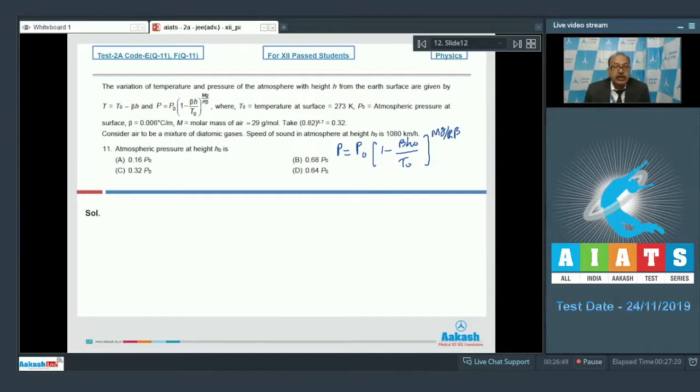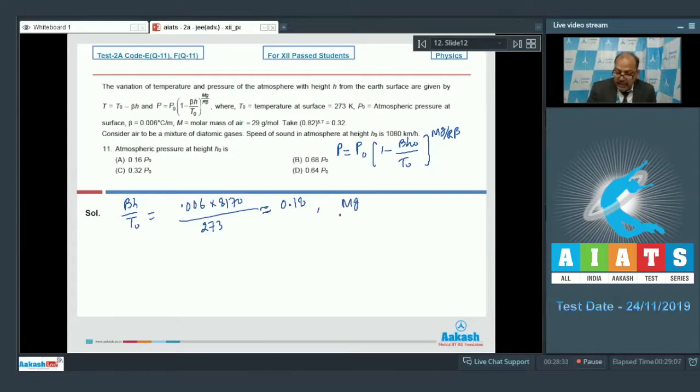So what we do is we perform calculations of beta H by T0. Beta H by T0 value comes out to be equal to, it was 0.006 value of beta, and H was 8170 meter in the previous question. The value of T naught was 273 Kelvin, and this comes out to be equal to, well, on calculation you will find this value comes out to be about 0.18, and let's also evaluate the value of mg by R beta.